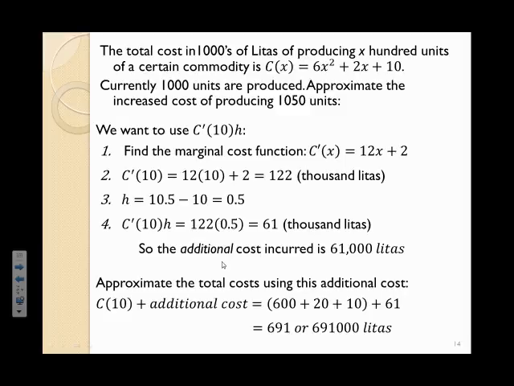And if we wanted to approximate the total cost, well, we're not told what our current cost is, but we're given a formula. So our current cost plus the additional cost will give us the total cost from this change in a function. So we do a C of 10, and when we put that in, here we're going to get 6 times 100 plus 20 plus 10, so we get 630 plus 61, 691, and again it's in thousands. So the total cost of producing 1,050 units is going to be 691,000 liters.